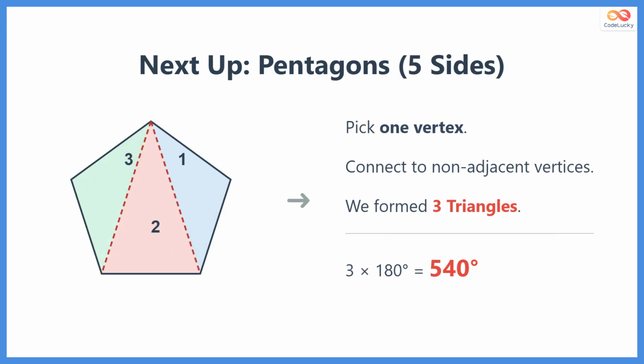Does this pattern hold? Let us look at a pentagon with 5 sides. Again, pick one corner and connect it to the other corners. This time, we create 3 distinct triangles inside the pentagon. 3 triangles times 180 degrees gives us a total of 540 degrees.